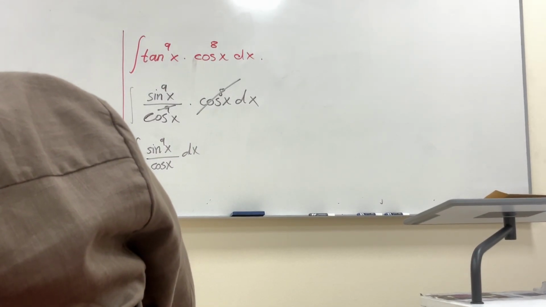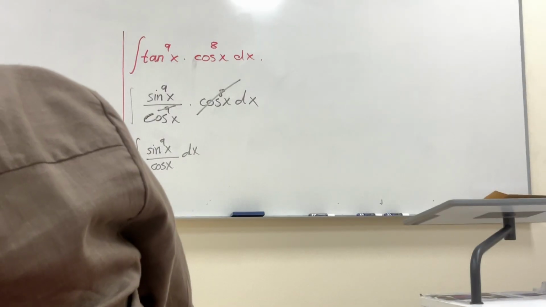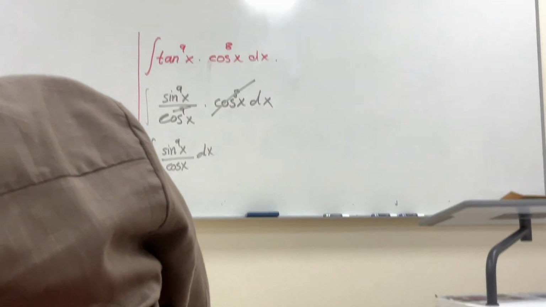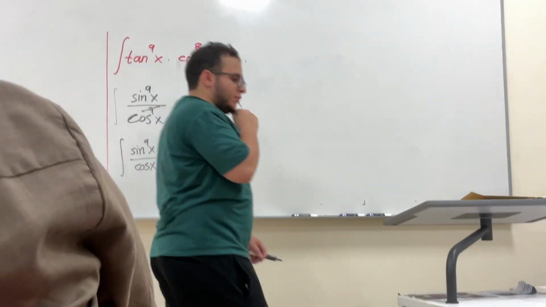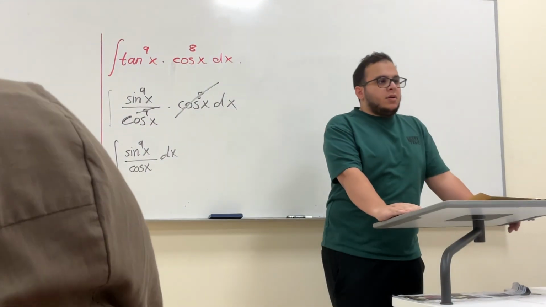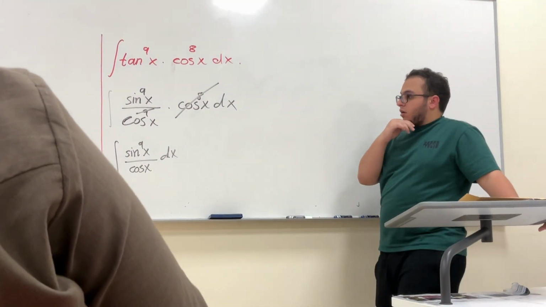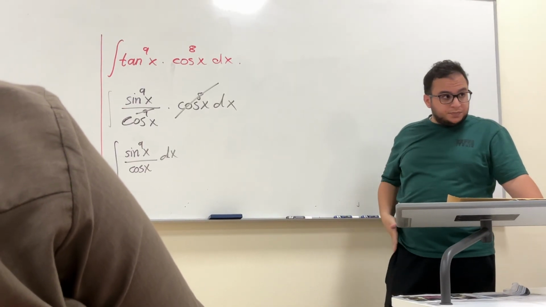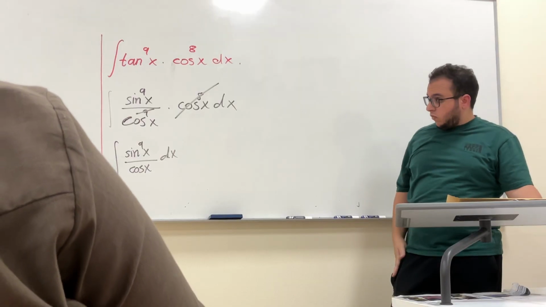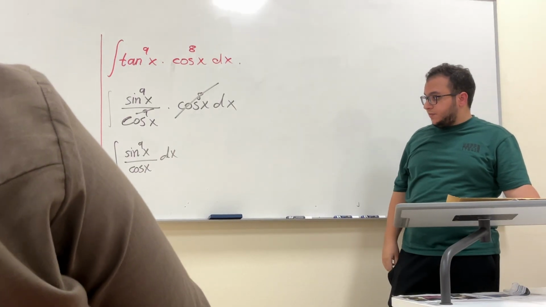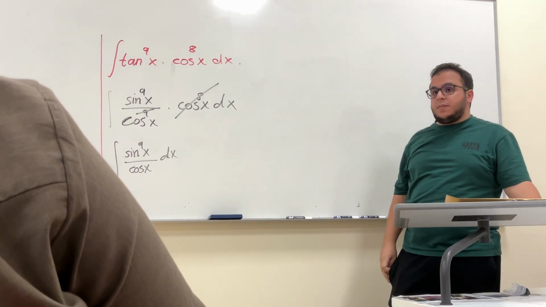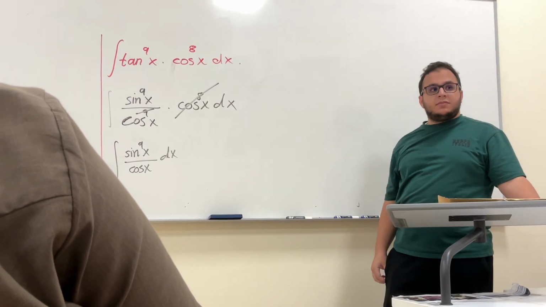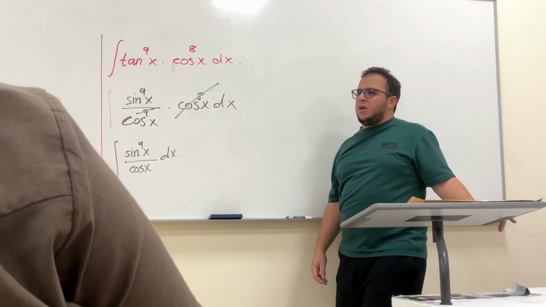Now what? Use it, then you can solve it. How can you solve it? You separate sine. Sine is to the power of 9, so we can take one sine out. And then? Oh, no, we can't, because the cosine is also. How can we do that? U equals cosine. No, u equals cosine doesn't work.